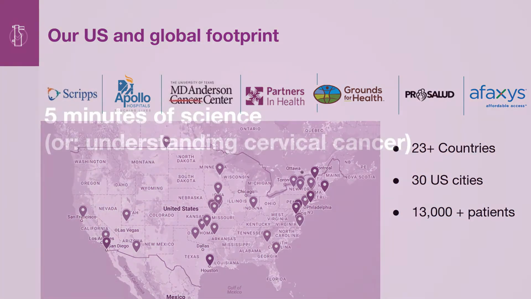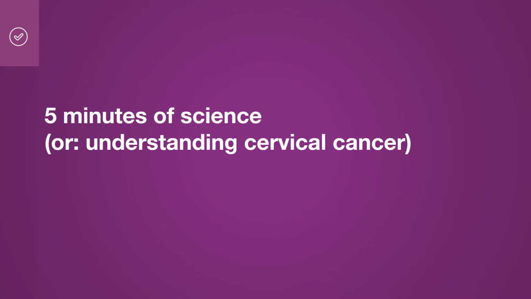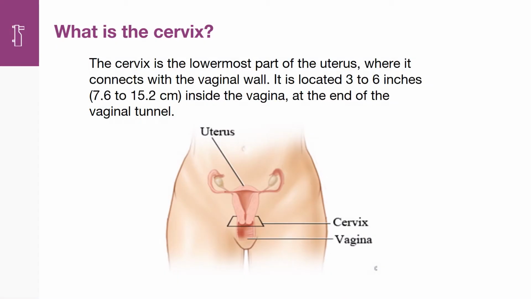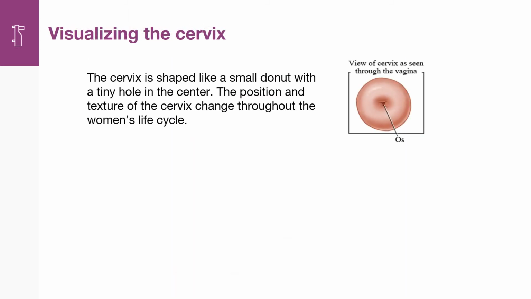In order to be able to understand the images that you will be looking at, we need to take a step back and take a few minutes to talk about cervical cancer. The cervix is the lowermost part of the uterus, and you can find it at the end of the vaginal canal. It's what connects between the uterus and the vaginal tunnel. The cervix is shaped like a small donut with a tiny hole in the center.